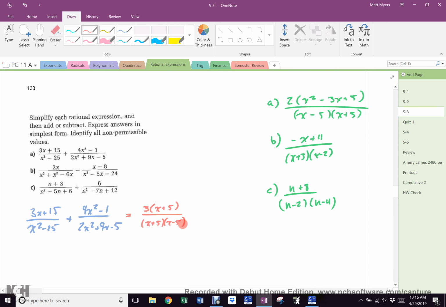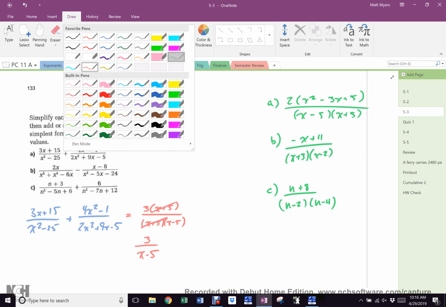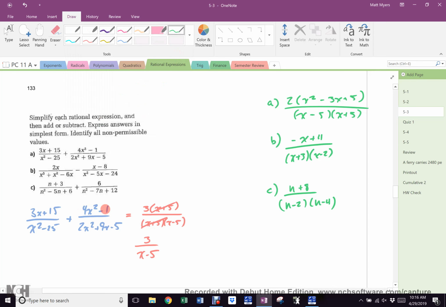Do you see any canceling? Where? X plus 5, x plus 5. So this first one is now 3 over x minus 5. Everybody cool? Yeah? Okay. Can I factor this one? Yes, what is it? 2x plus 1, 2x minus 1. Yes? Over, can I factor this one?